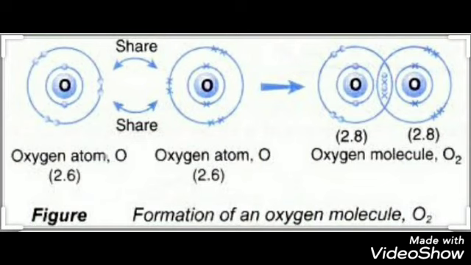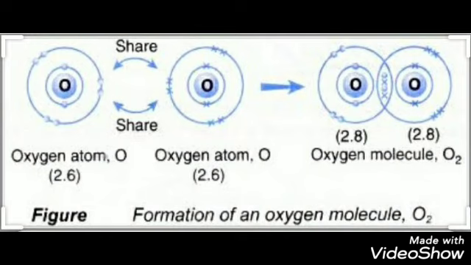It is represented by putting 2 short lines between the 2 atoms. For example, let us take the formation of oxygen molecule O2. The atomic number of oxygen is 8, so its electronic configuration is 2, 6. Therefore, an oxygen atom has 6 electrons in its outermost shell and it requires 2 more electrons to achieve the stable 8 electron inert gas configuration.